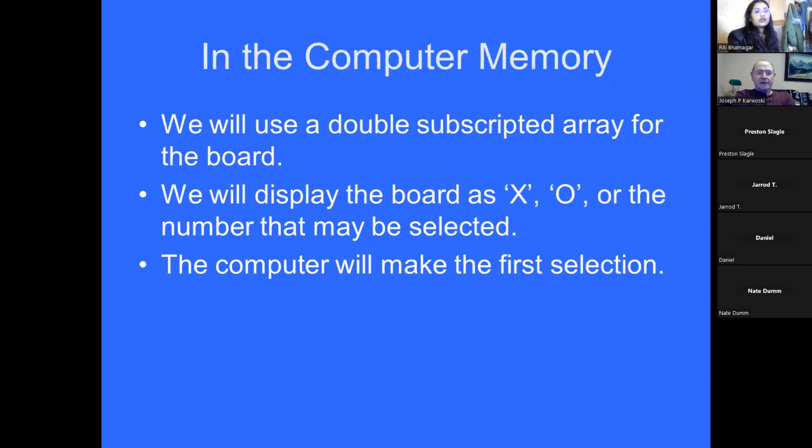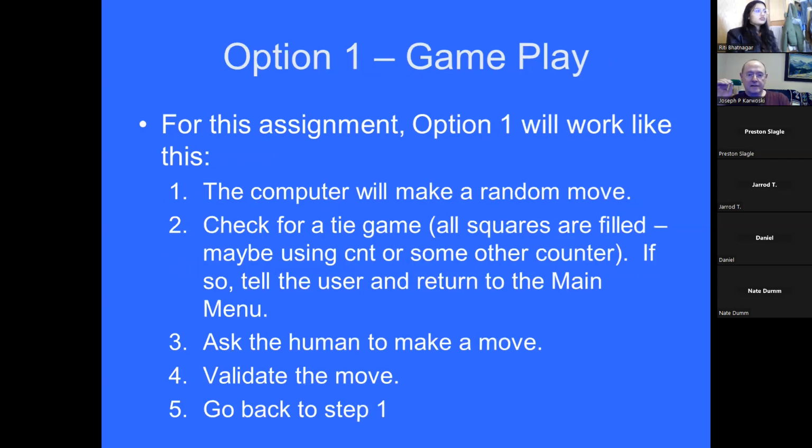Okay, in the computer's memory, we're using a double subscripted array to represent the board. We will display the board as X's, O's, or the number. And the computer is going to make the first selection for the game. So far, pretty simple. For this assignment, it will not play a game. It is simply going to fill the board.